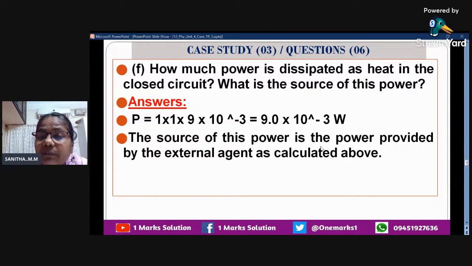And from where are we getting the source of this power? We can say the source of the power is the power provided by the external agent as calculated above. That means we can say that how we can push it, how we can push the rod.